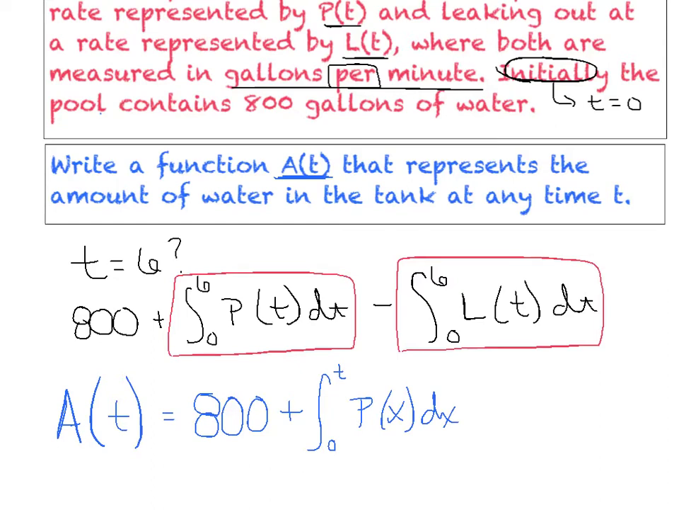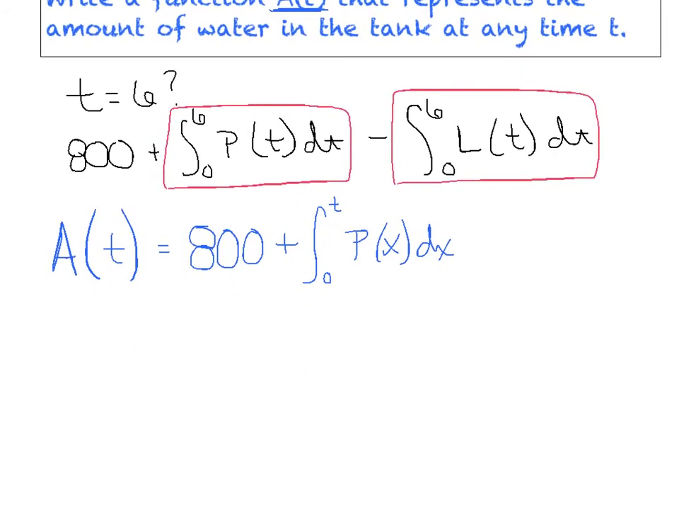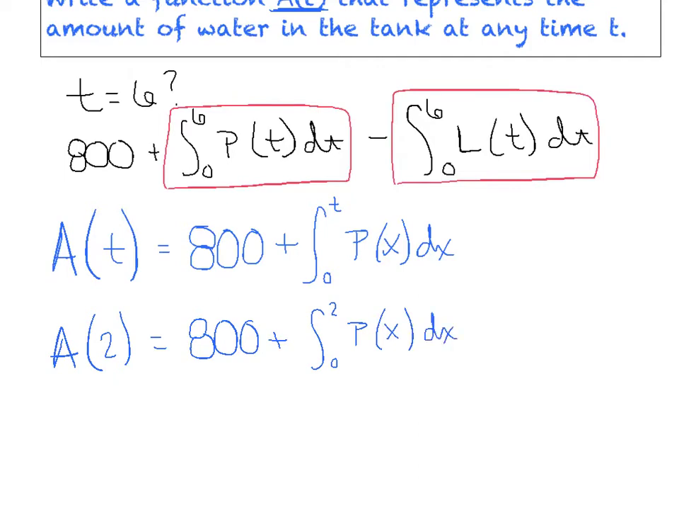Now, quite frankly, the reason we can't use the same variable there is maybe after we write this function, we wanted to use it to calculate how much water's in the pool at, say, T equals 2. This notation says I'm going to substitute a 2 in for every single T that I see, and I want to integrate from 0 to 2 without plugging a 2 into this P function. And as long as these variables are different, we won't accidentally plug the 2 in for the P function, okay?